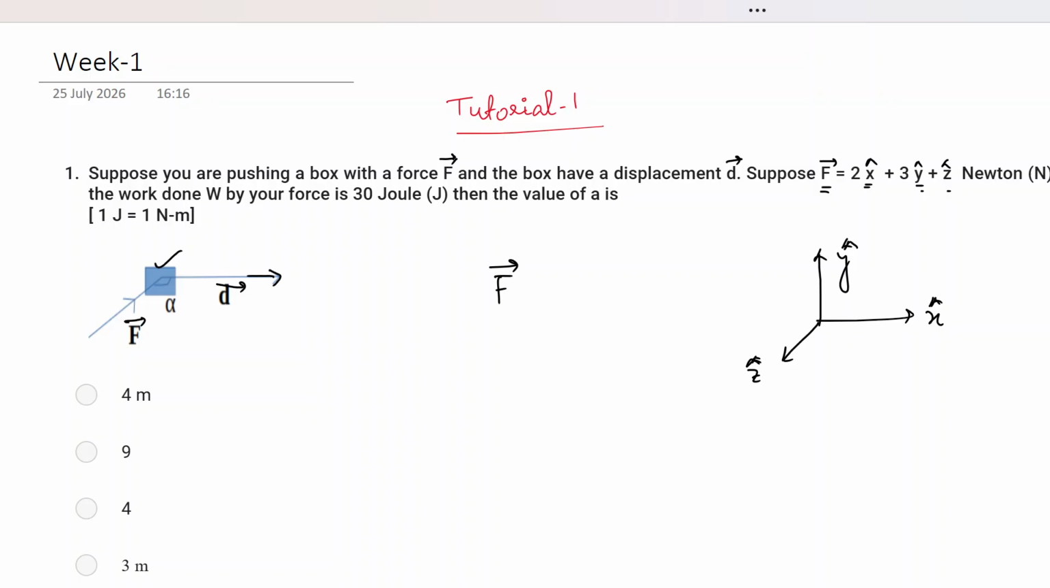The displacement vector is similarly x cap plus a y cap plus z cap, right? And both have the dimension of Newton and meter, so SI units. And the work done W by your force is 30 joule. Then what is the value of A? Now, first see what is given to you and what you need to derive from it. You have the information of force and of the displacement vector, and you have the value of the work done, W.